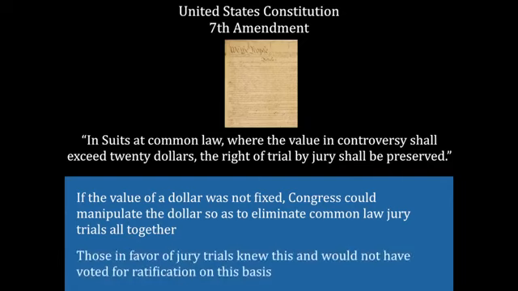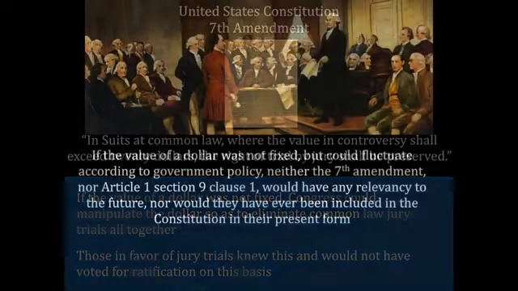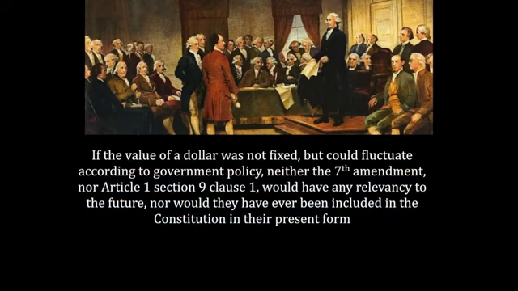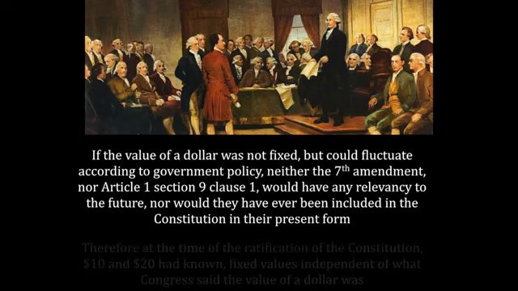Obviously, those groups in favor of jury trials knew this and would not have voted for ratification on this basis. If the value of a dollar was not fixed, but could fluctuate according to government policy, neither the Seventh Amendment nor Article 1, Section 9, Clause 1 would have any relevancy to the future, nor would they have ever been included in the Constitution in their present form.